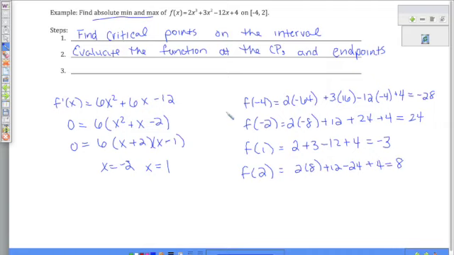So once I evaluate the function at the critical points, I should have the critical points on the interval. Because let's say we had gotten a critical point was 5. Do I need to evaluate that? Absolutely not, because it's not on the interval in question.